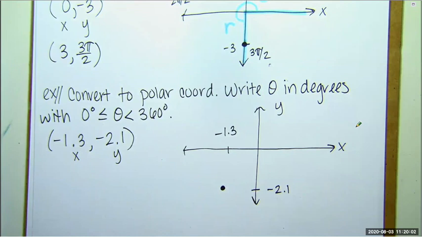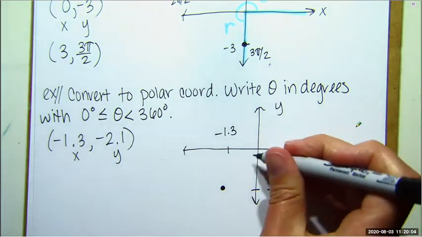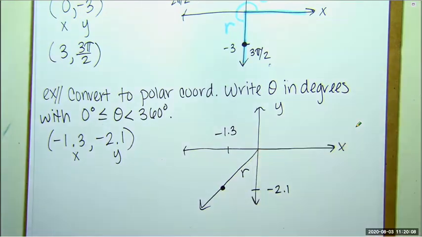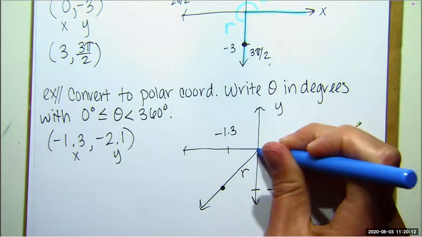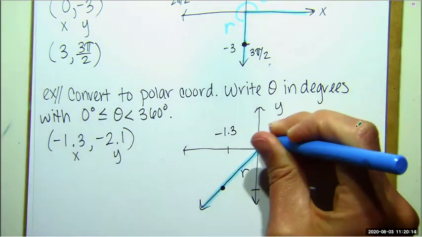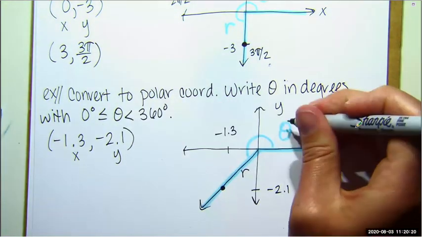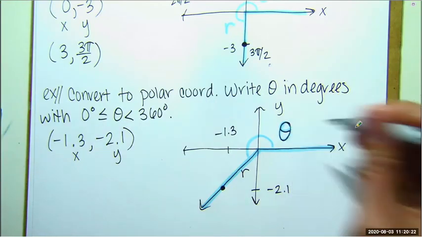In order to get this in polar coordinates, we're going to need two things. We're going to need r, the distance from our pole out to that point, and we're going to need theta, the angle measured in the positive direction, because this problem specifically told us they want theta to be between positive 0 and 360 degrees.